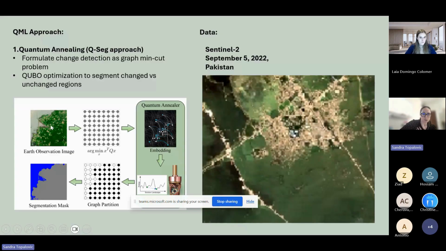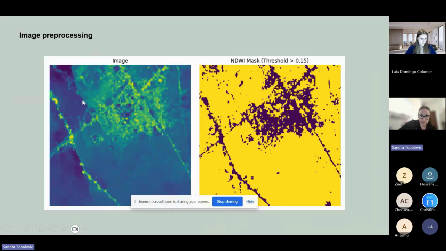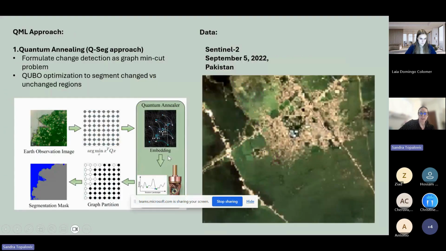We have an Earth observation image. We convert it to the QUBO problem, and this is sent to the quantum annealer in order to embed the QUBO problem. Then using the quantum annealer, with quantum tunneling, we can find the global minima and partition this graph into different segments. You can see here that from this partitioned graph we get two classes in this case, and then we can easily get the segmentation mask.